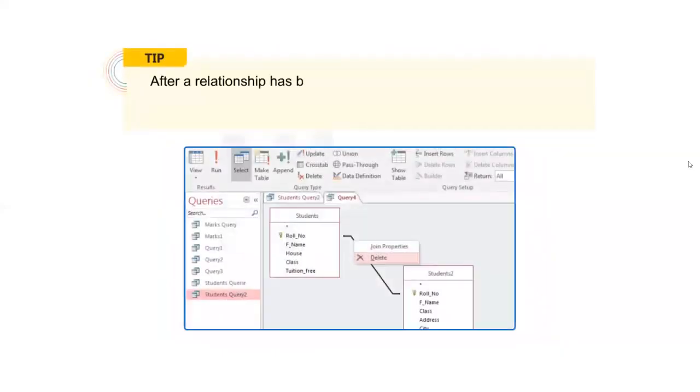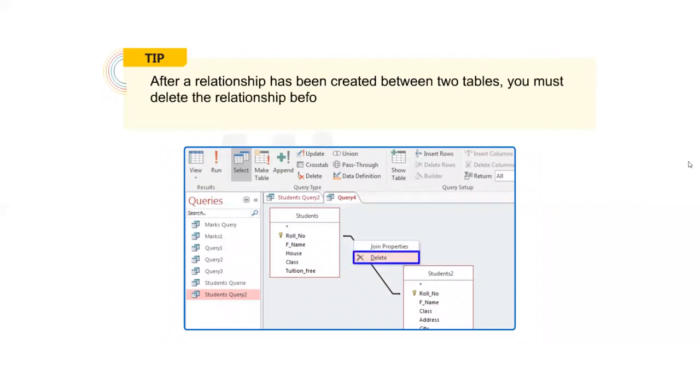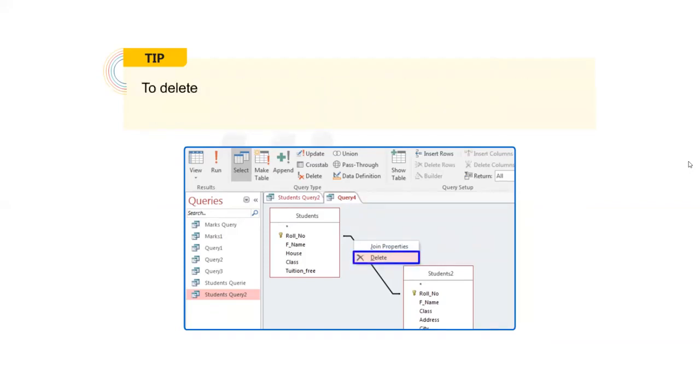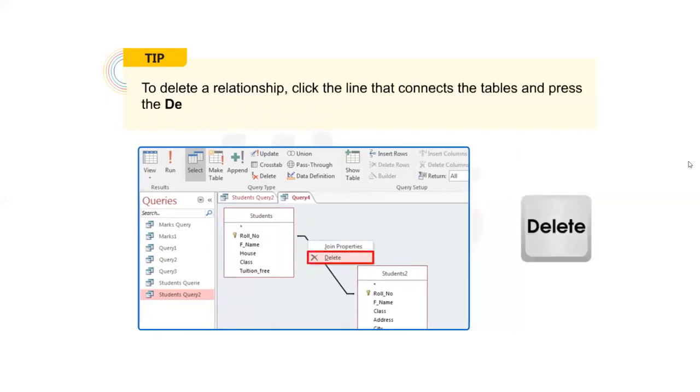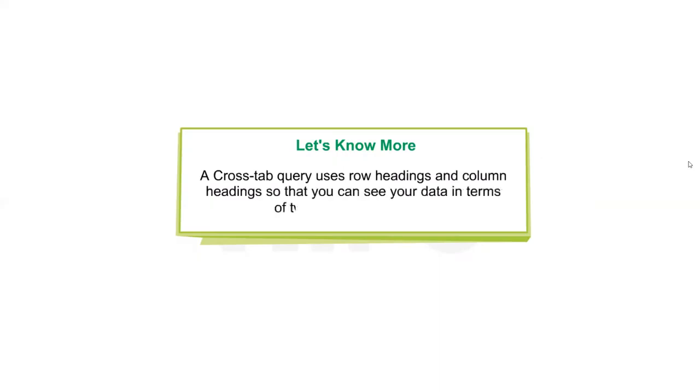Let me share with you a tip. After the relationship has been created between two tables, you must delete the relationship before you make modifications to the fields on which the relationship is based. To delete a relationship, click on the line that connects the tables and press the Delete key. Students, let us know more: a cross-tab query uses row headings and column headings so that you can see your data in terms of two categories at once.